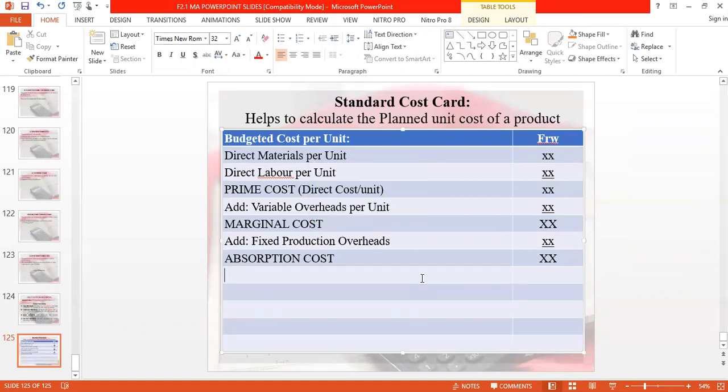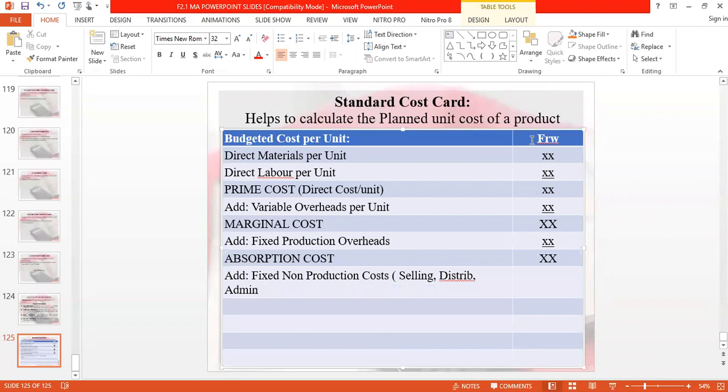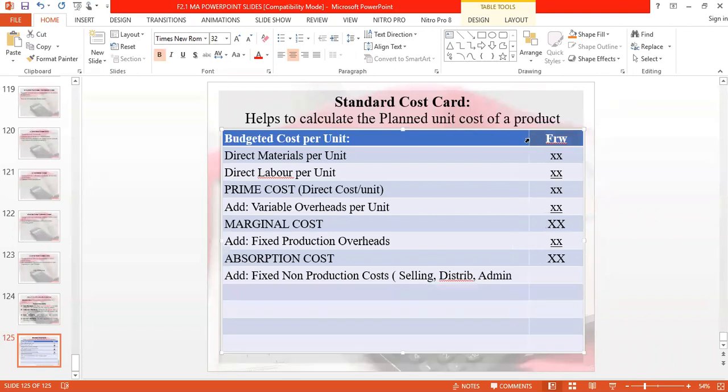Okay, to the absorption cost, we add fixed non-production costs. Of course, these are always selling, distribution, admin costs. Selling, distribution, admin, and even sometimes finance costs. So you add them there.